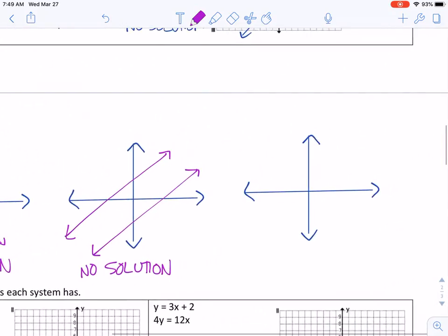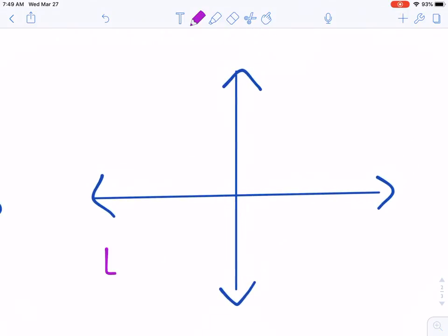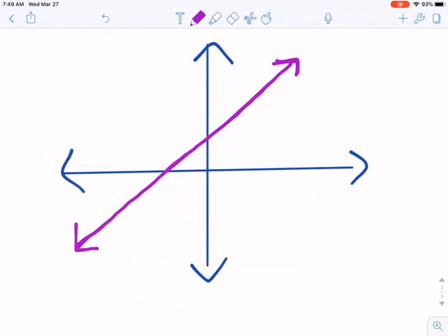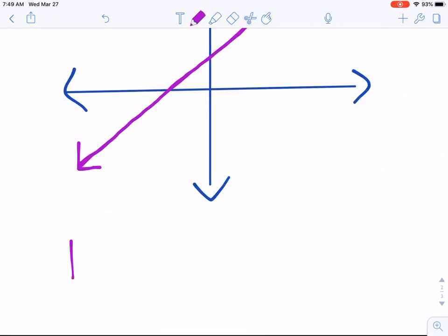And then the third option, we would go to graph our first line, and then when we go to graph the second line, we find out that they're the exact same line. And if the way we find our solutions is by looking for intersection points, it can intersect once, it can never intersect, or in this situation, if they're the same line, they're always intersecting at every single point, meaning there's infinite solutions.